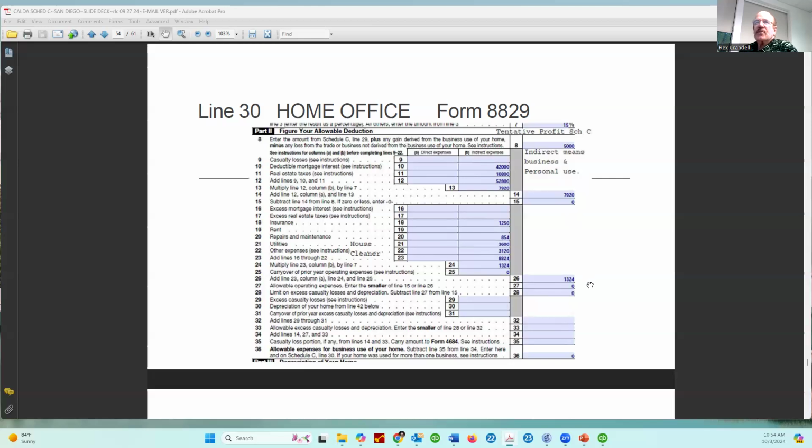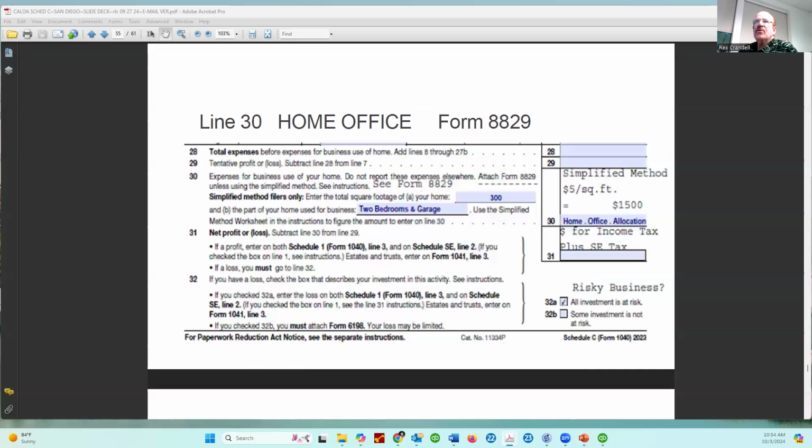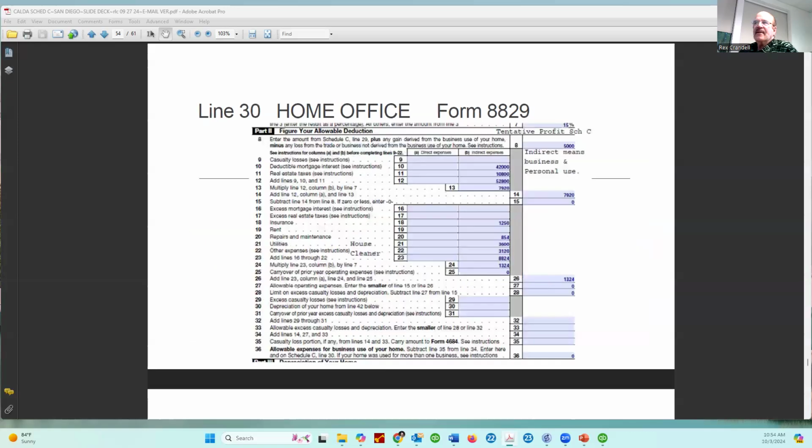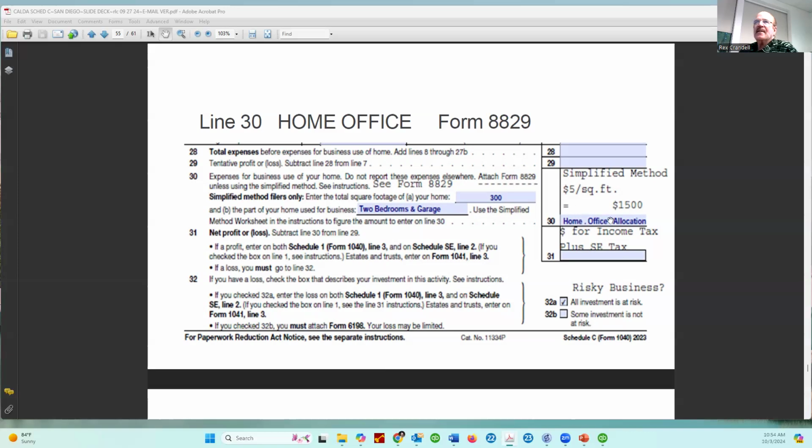And so that's what we write off, only the business use. For example, we ended up deciding to use the simplified method because the actual came out to $1,324. We went to the actual cost, and the simplified method gave us a write-off of $1,500. So you claim the higher of the two.